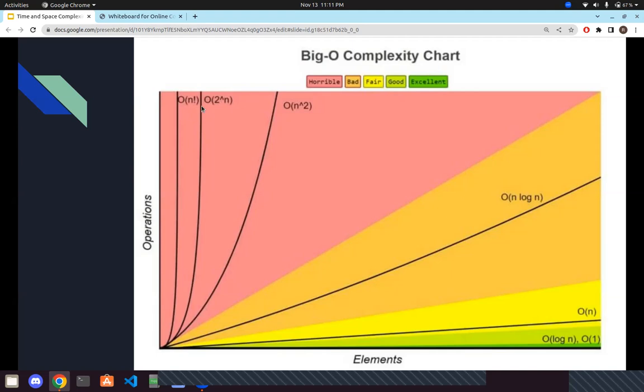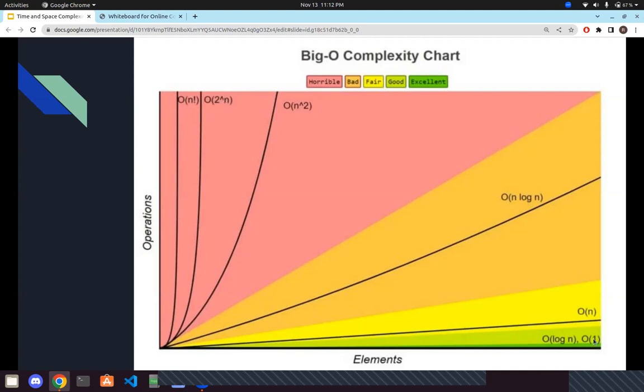And for O of n factorial, the only thing that comes to mind is Bogo sort, where you literally just randomly sort the elements until you hit the correct order. So I didn't talk about these two just because they're not used very much. But if the time comes, I'll definitely bring this up.